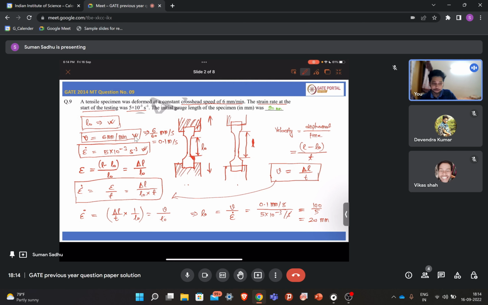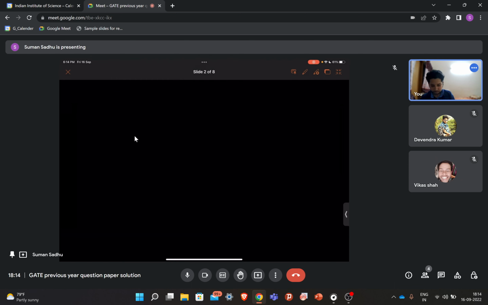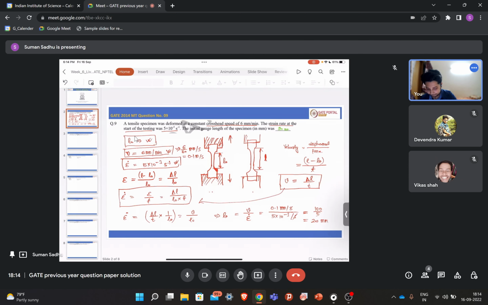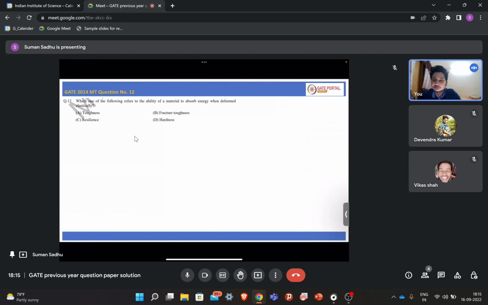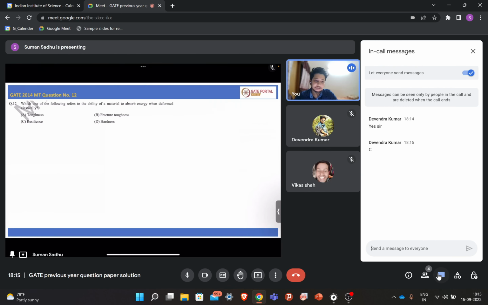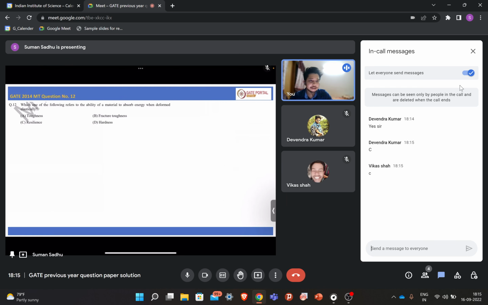So now let's move on to the next question. This is question number 12 of GATE 2014 Metallurgical Engineering. The question states: which one of the following refers to the ability of a material to absorb energy when deformed elastically? Option A is toughness, option B is fracture toughness, option C is resilience, and option D is hardness. So yes, Devendra, you are right. The answer will be resilience.